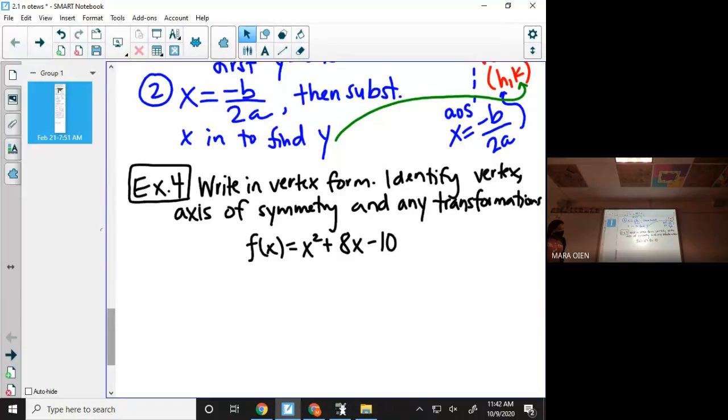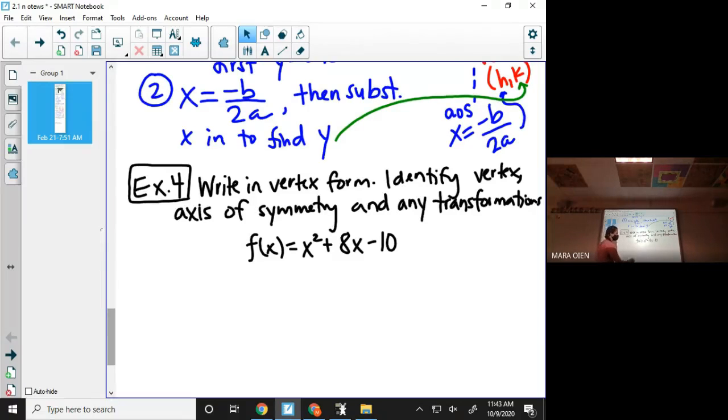We're going to try to write this equation in vertex form. I also, once it's in vertex form, want you to be able to identify the vertex, the axis of symmetry, and any transformations that happened. Okay. This one, f of x equals x squared plus 8x minus 10, is already in standard form. So I don't have to combine like terms. I don't have to move anything from one side to the other side. So a lot of times step 1 is already done for us.